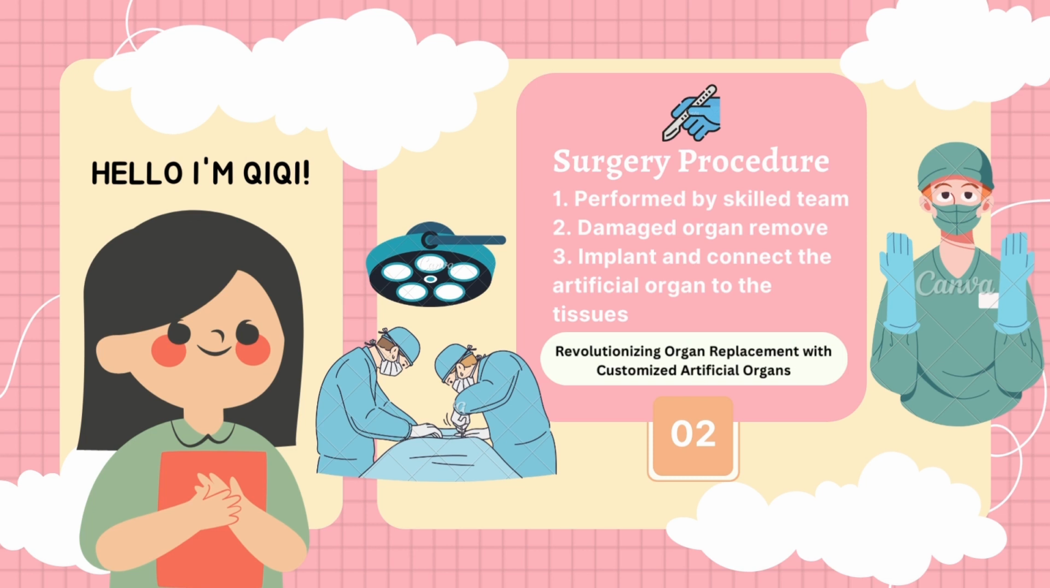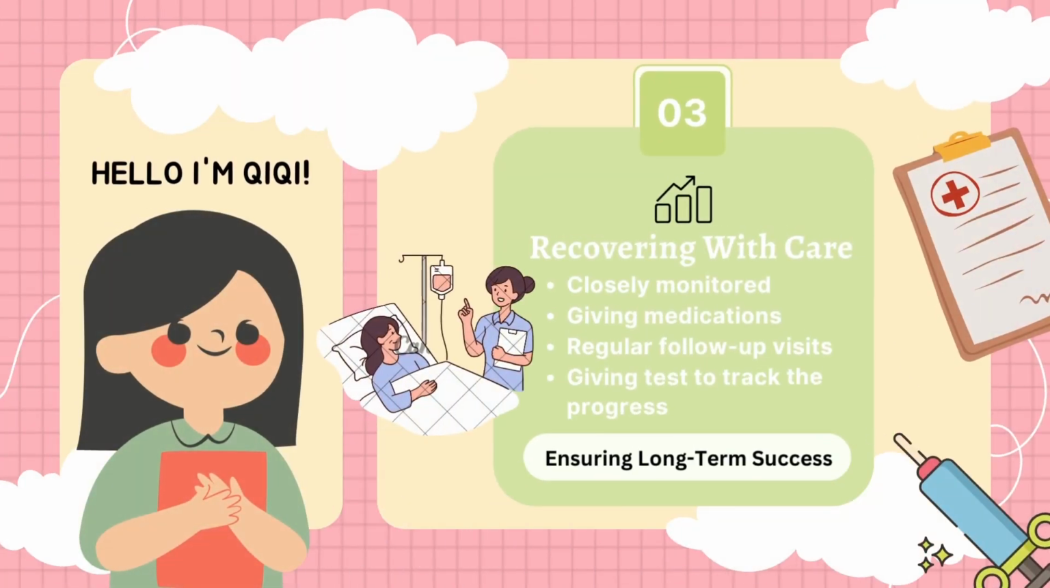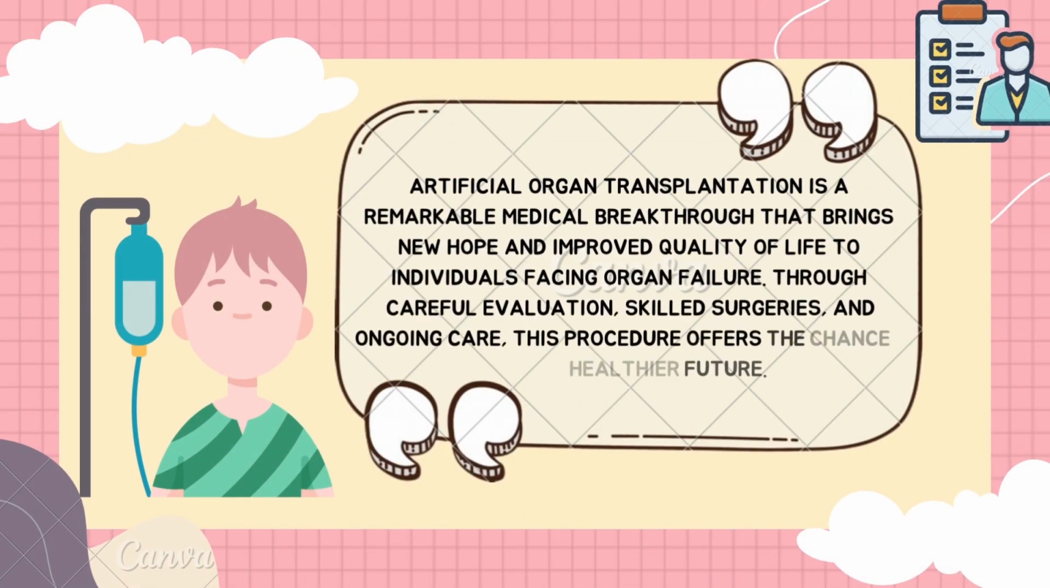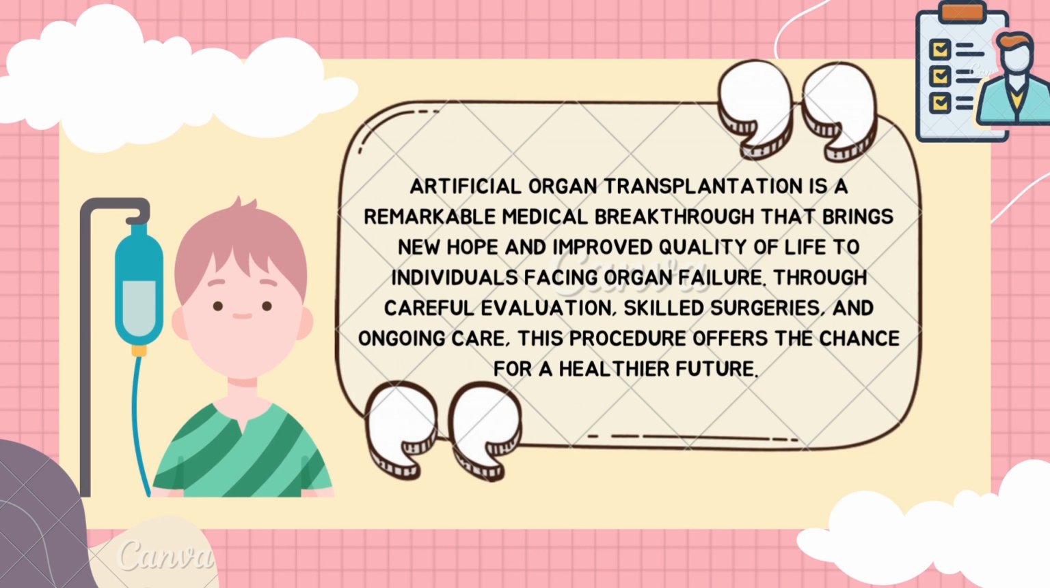After the surgery, the patient receives intensive care in the hospital. They are closely monitored and medications are given to prevent rejection and ensure the proper functioning of the artificial organ. Regular follow-up visits and tests are done to track progress and make any necessary adjustments. Artificial organ transplantation is a remarkable medical breakthrough that brings new hope and improved quality of life to individuals facing organ failure. Through careful evaluation, skilled surgeries, and ongoing care, this procedure offers the chance for a healthier future.